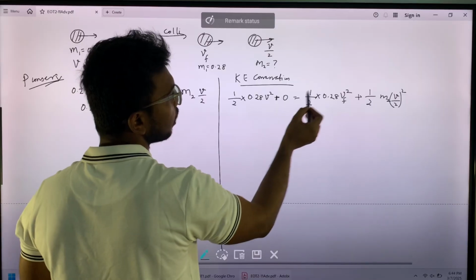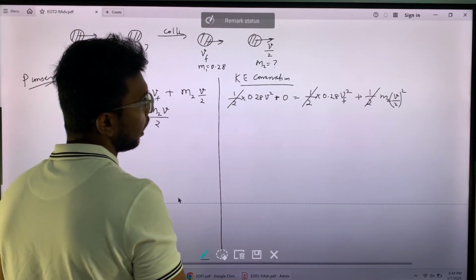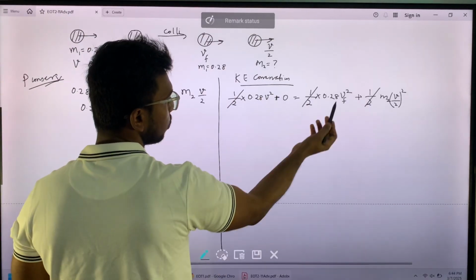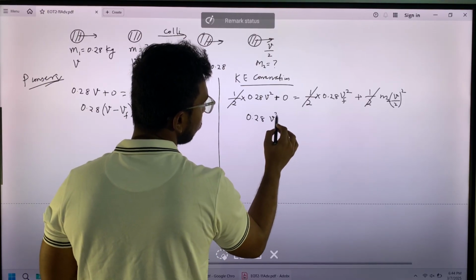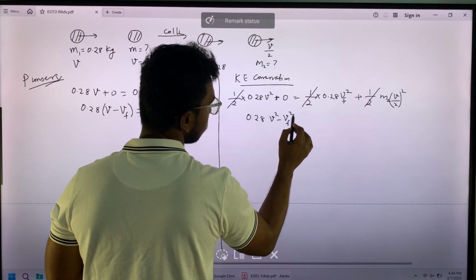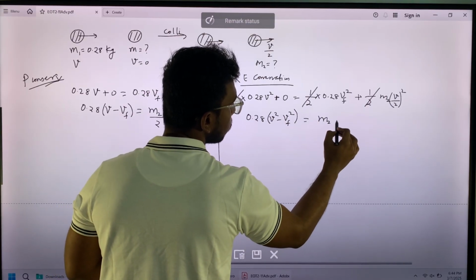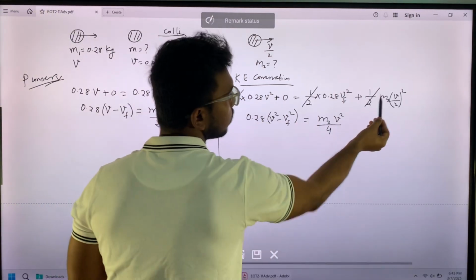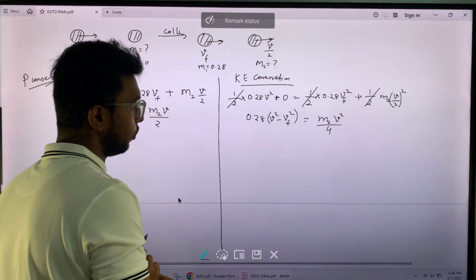There is half here, half here, half here, so half will get cancelled throughout, and I'm left with 0.28 v square and 0.28 vf square. So I'll bring it to this side and it will become 0.28 (v square minus vf square) equal to m2 v square over 4, because this is m2 v square and 2 square is 4, so m2 v square over 4.